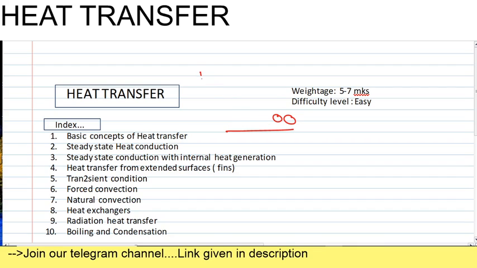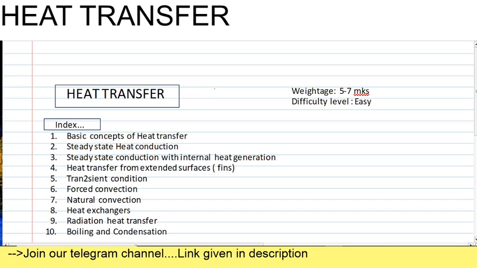Now, suppose there are 15 subjects. 15 into 5, what is it? 75. It means you are going to solve 7,500 questions. And if you solve this many questions, is selection in GATE guaranteed? Yes, it is guaranteed. So what you have to do is follow my lectures regularly and wisely. My lectures are available in both English and Hindi, so whichever language you are comfortable with, you can follow that.